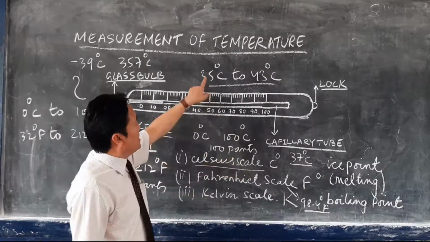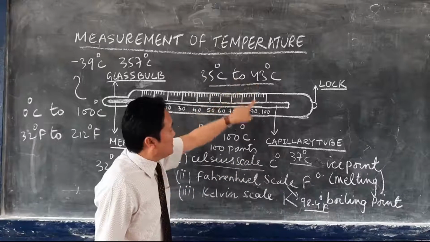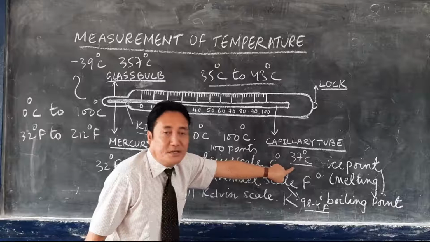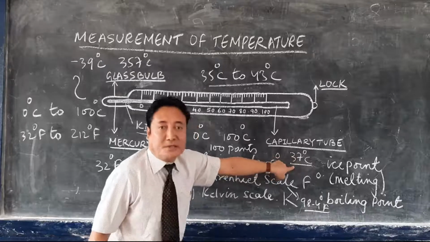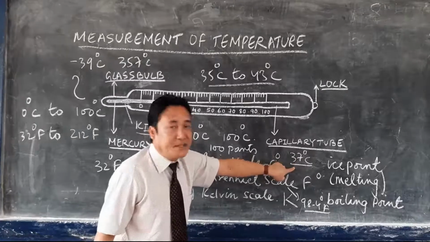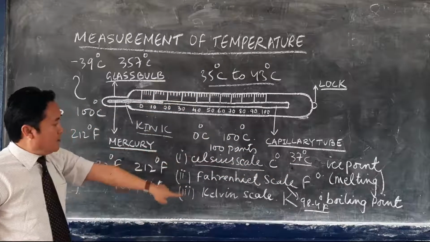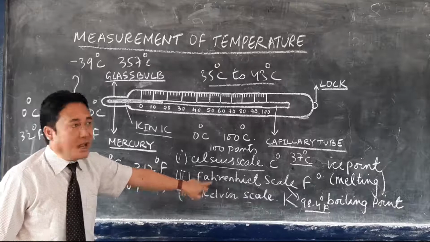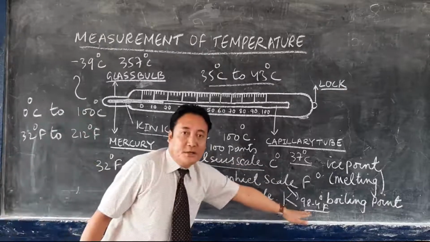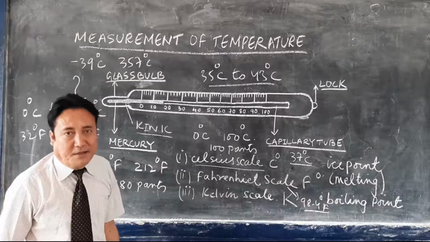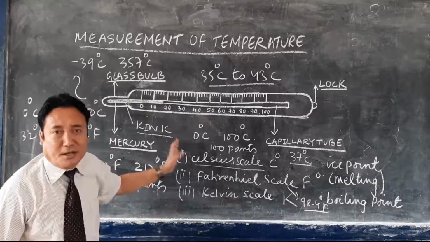So in a clinical thermometer, in the Celsius scale, the normal temperature of the human body is considered as 37 degrees Celsius. Now, the next point is the Fahrenheit scale, and in the Fahrenheit scale, the normal temperature is 98.4 degrees Fahrenheit. So this is about the clinical thermometer.